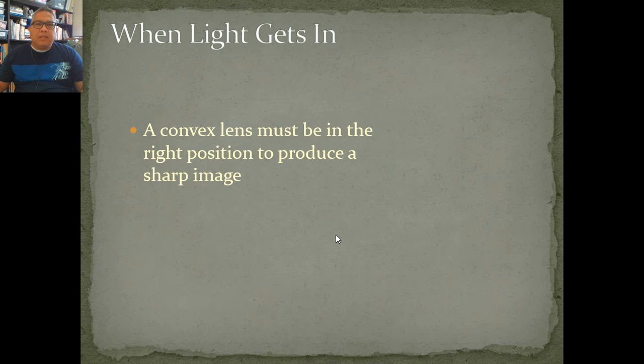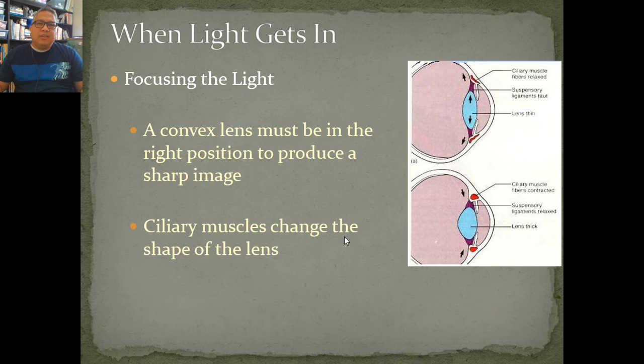When light gets in, we have focusing the light. A convex lens must be in the right position to produce a sharp image. The ciliary muscles change the shape of the lens. You will see here it can be thin, it can be thicker, depending on how far or how close the object is.